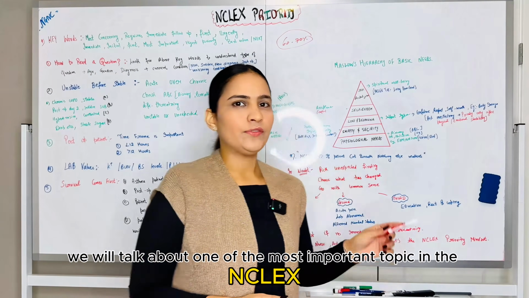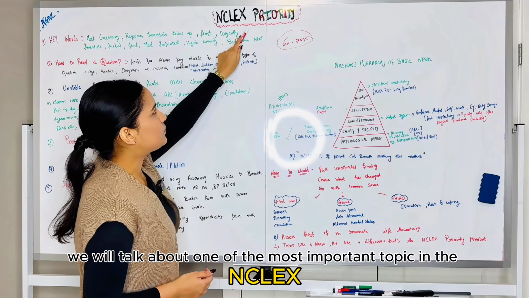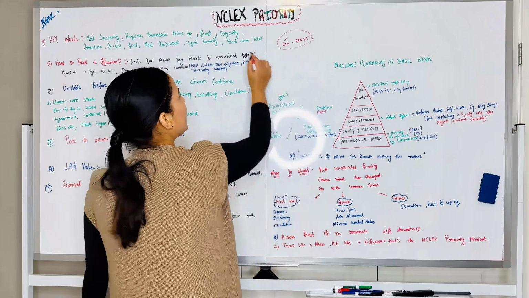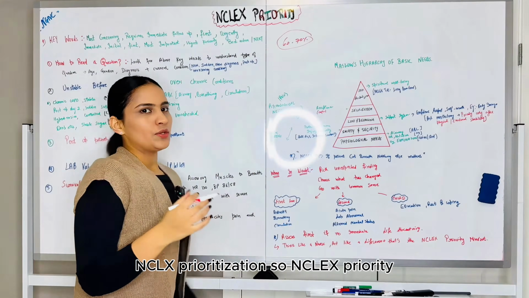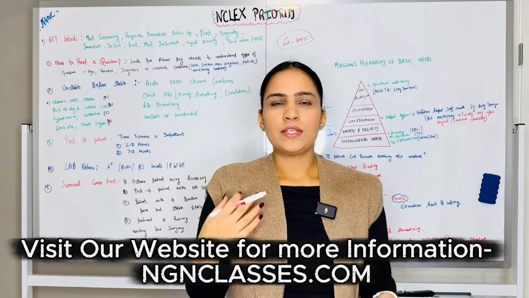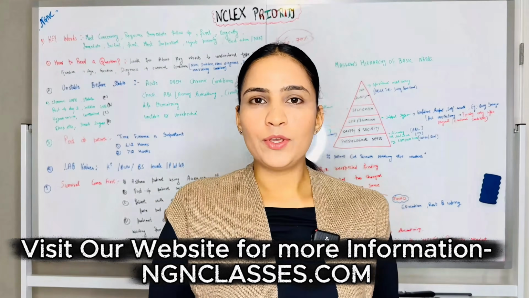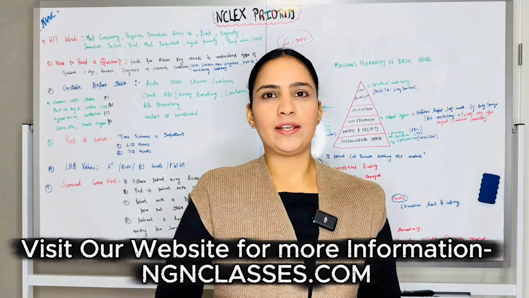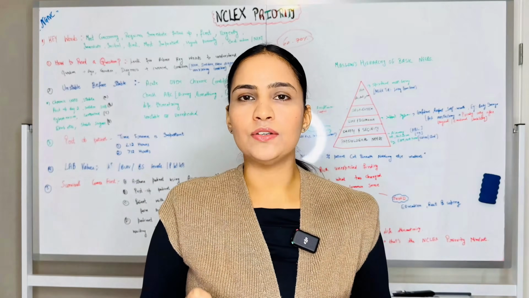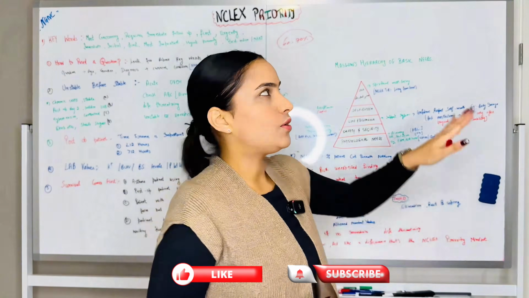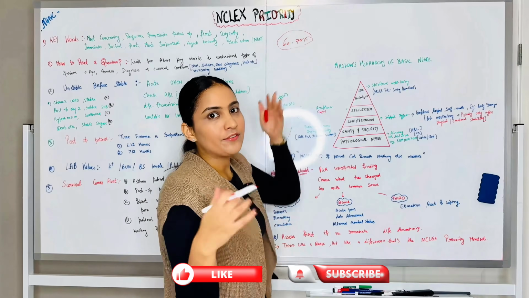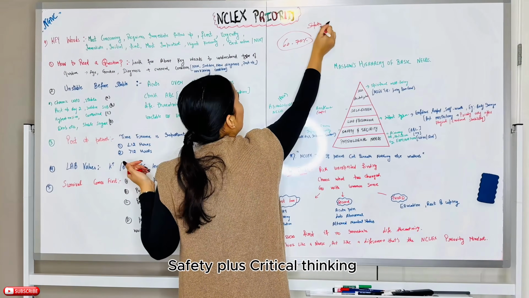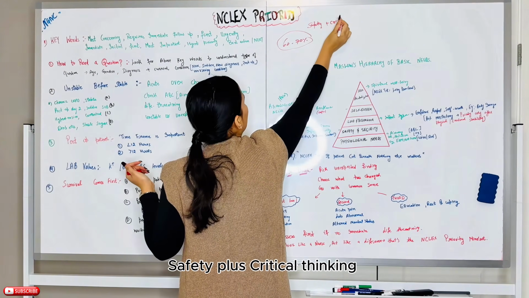In this video, we will talk about one of the most important topics in the NCLEX-RN exam, even in nursing school: NCLEX prioritization. Sometimes 60 to 70% of your exam can be on prioritization. So if you're a repeat test taker or you're going for your NCLEX-RN exam the first time, you must know how to prioritize. Basically, we will be looking for the safest answer possible, safety plus critical thinking.